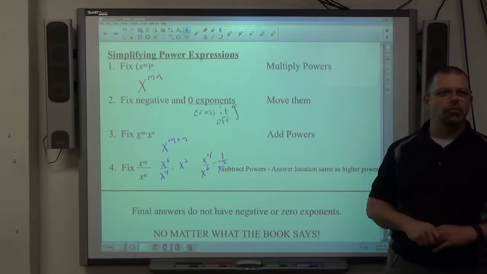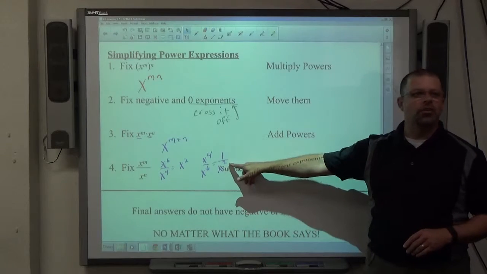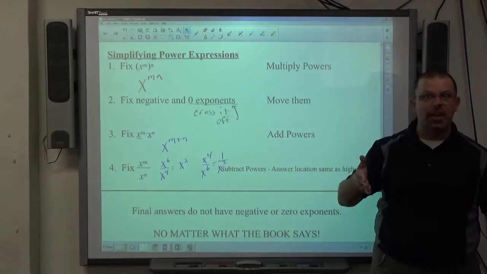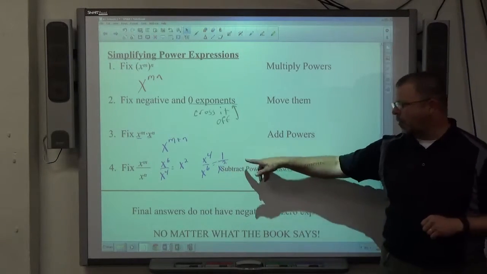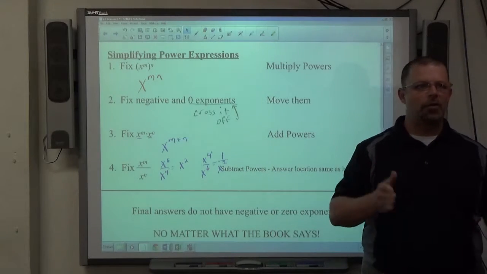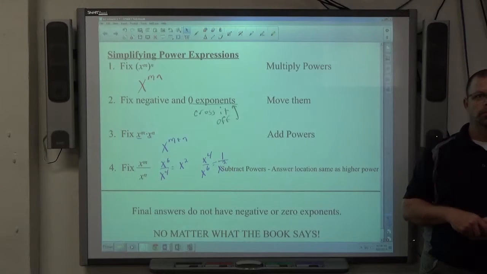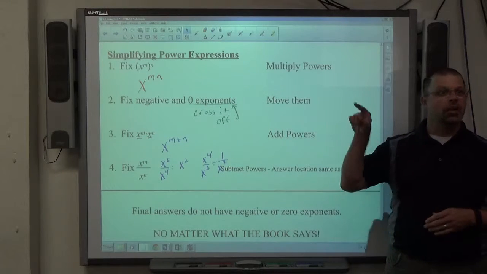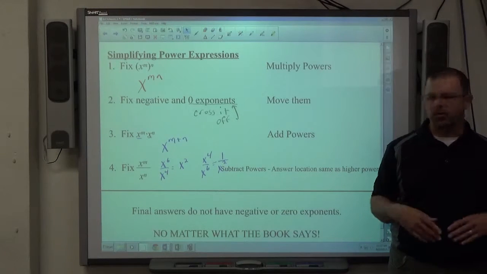So if the book says, write the answer, let's say this is the answer. Write your answer so that everything's in the numerator. You write x to the negative second power. Don't do that. Write 1 over x squared. I want every final answer to be one of each letter, every power positive, wherever it belongs. Okay, don't listen to the book. They are confusing you more than just make everything positive. If you look in the back of the book, they have negative power answers.